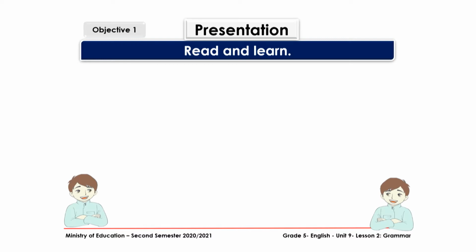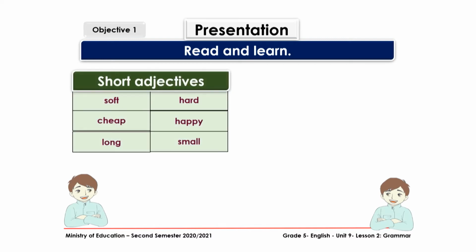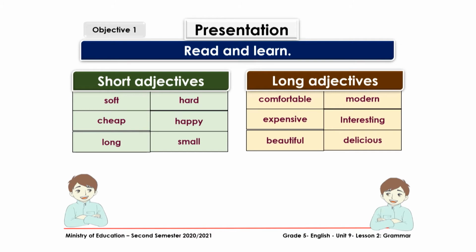Read and learn. Short adjectives: soft, hard, cheap, happy, long, small. Long adjectives: comfortable, modern, expensive, interesting, beautiful, delicious. What's the difference between long and short adjectives?